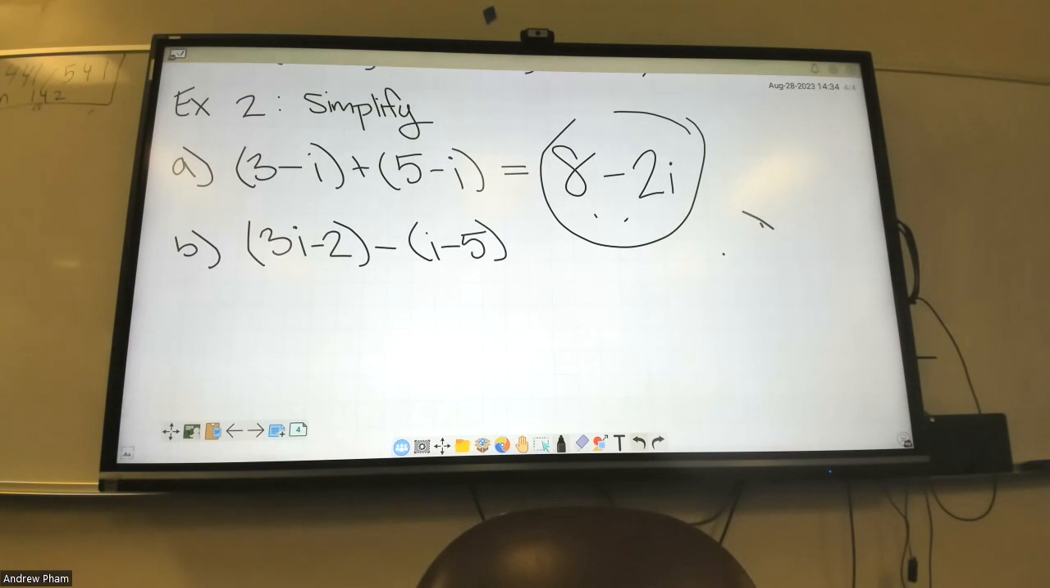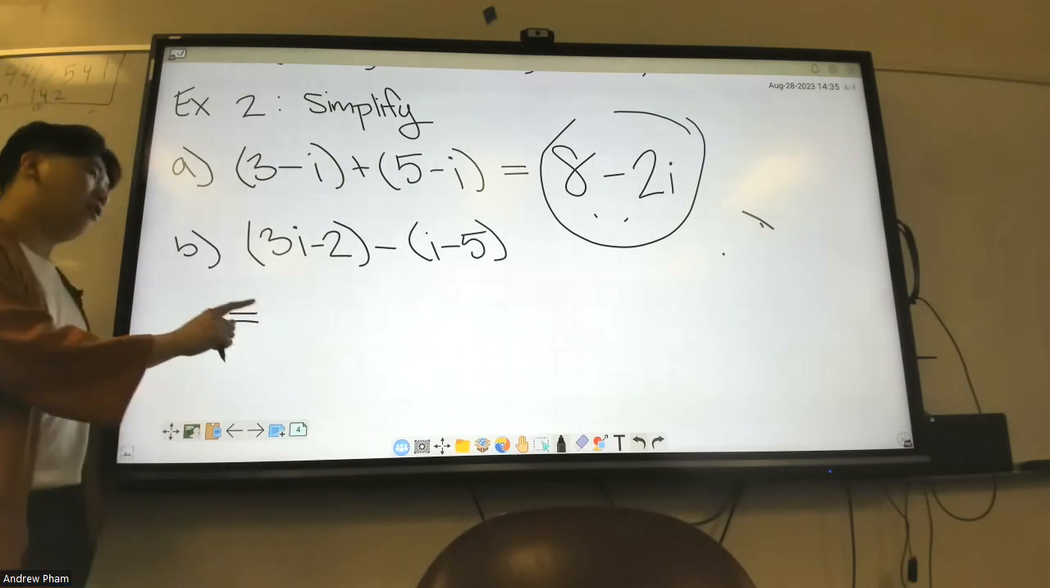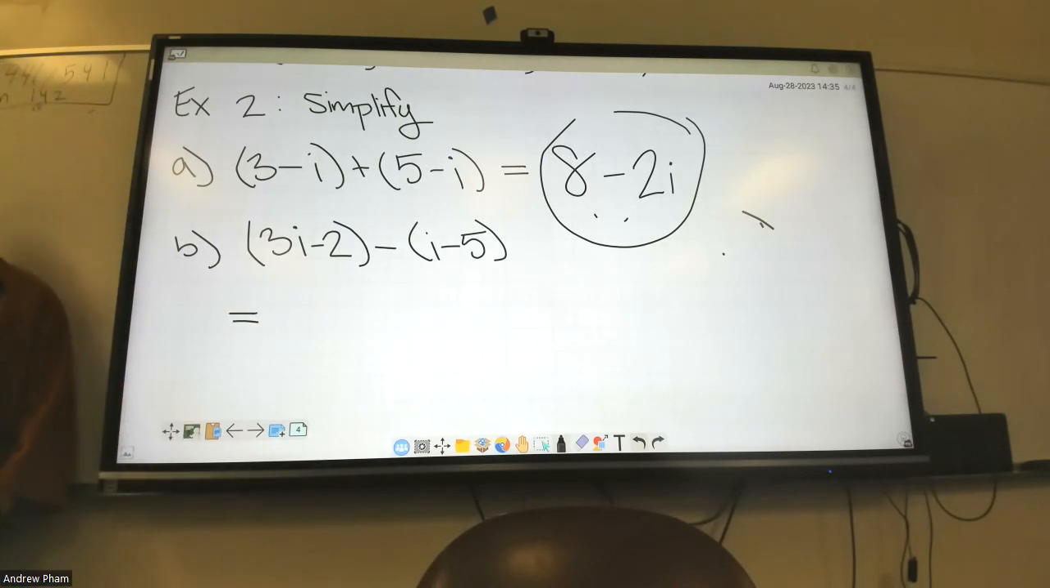What are a couple of things you're noticing is a little bit different in part B than what I did in part A? Does anything look a little bit different? Yeah, that's what I'm noticing too. There's i's in the front. Does that really change anything for me? I'm still just doing the real part minus the real part, imaginary minus the imaginary part. So let's start off with the real portion. What is the real part of my final answer?